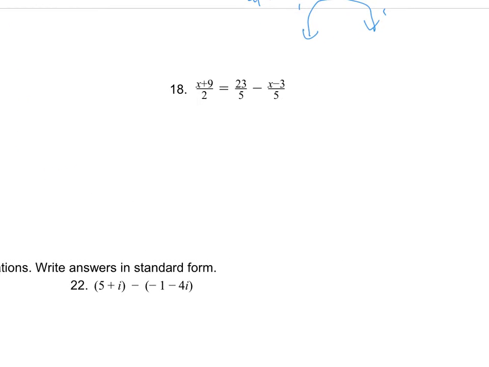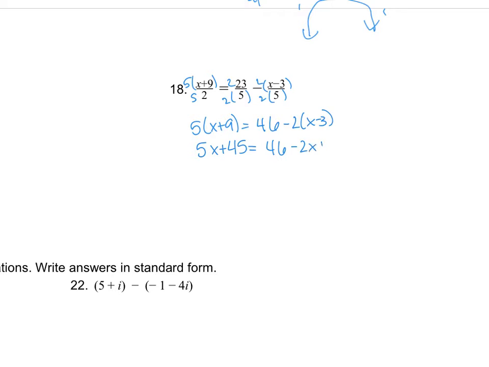Here we have to get all the bottoms the same and drop them. So this needs a 5, this needs a 2, and this needs a 2 as well. So we have 5 times x plus 9 equals 46 minus 2 times x minus 3. 5x plus 45 equals 46 minus 2x plus 6. Let's go ahead and bring this 2x over. 7x plus 45 equals 52. We minus 45. 7x equals 7. X equals 1.